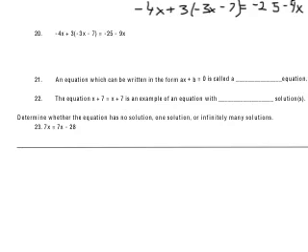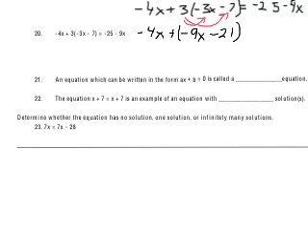Okay, so we're going to take care of our distribution first. We're going to multiply the 3 times the negative 3x and times the negative 7. Copy everything else down. Negative 4x plus 3 times the negative 3x is negative 9x, I'll put it in parentheses. 3 times the negative 7 is negative 21. With these distributions, you've got to watch the signs.